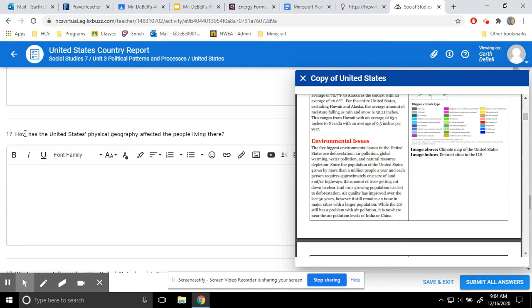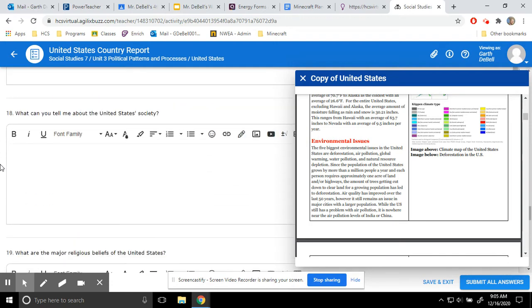Like, how do you think that the mountainous area affects people living there? How do you think that the desert area in Arizona and Nevada and all that affects people living there? How does the extreme cold and Arctic tundra ecosystem affect people living in Alaska? A couple of those, right? You don't have to put everything, just put a couple of them there.